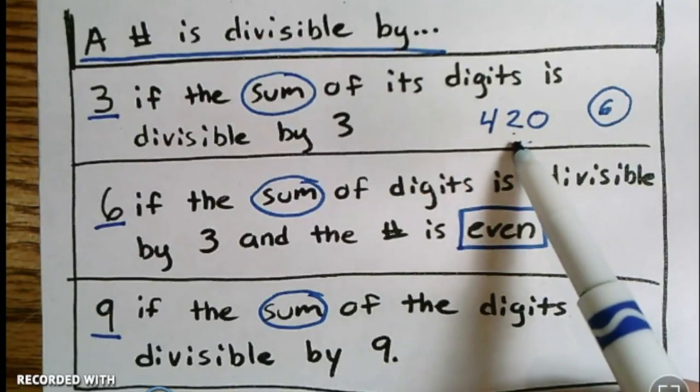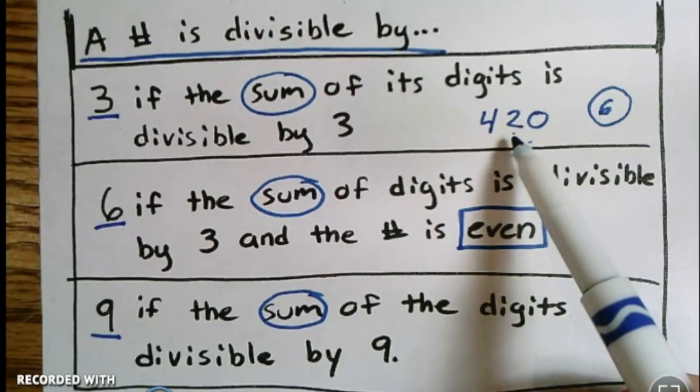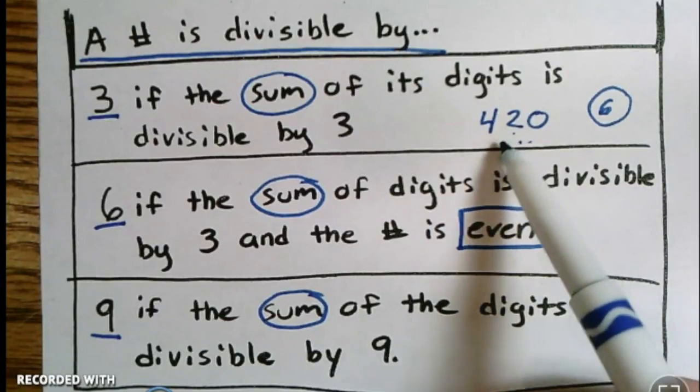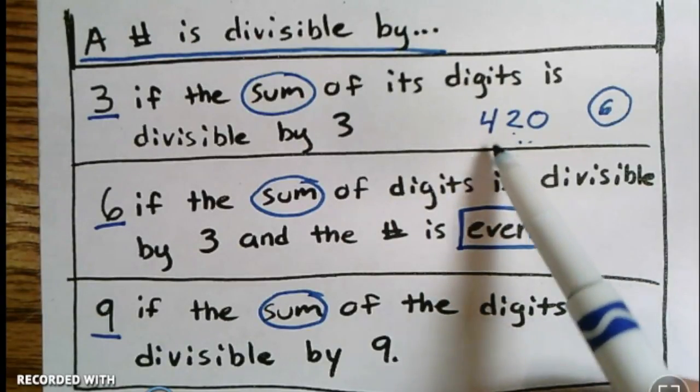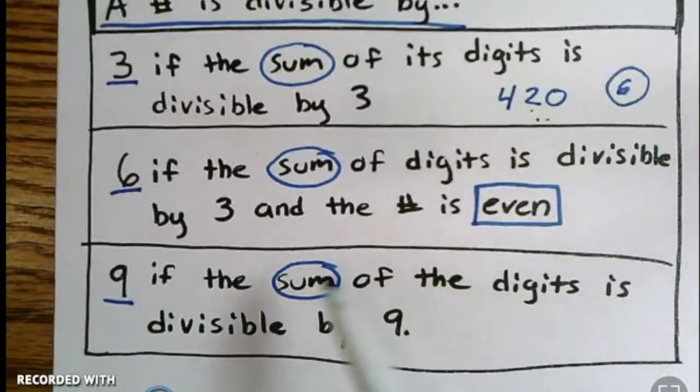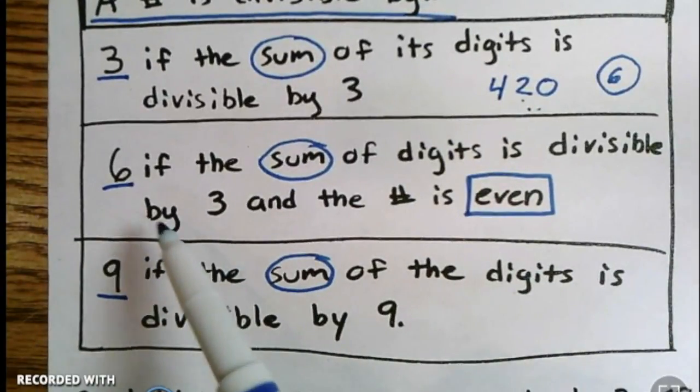It doesn't tell us how many times it goes in, but it tells us whether or not 3 is a factor of this number, which is really, really helpful when we're trying to reduce fractions or find greatest common factors or all this stuff. We can use these divisibility tests. All right, here is the next rule.